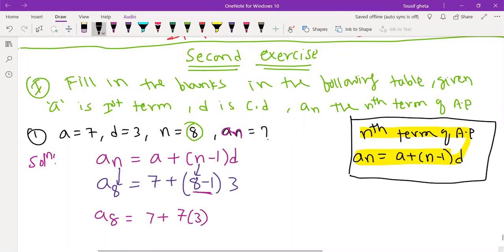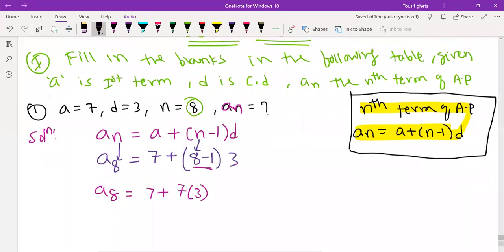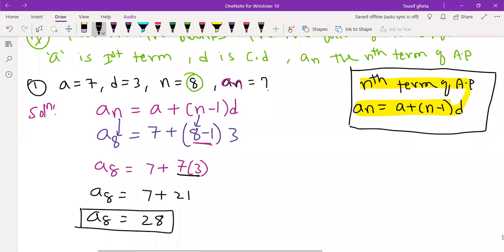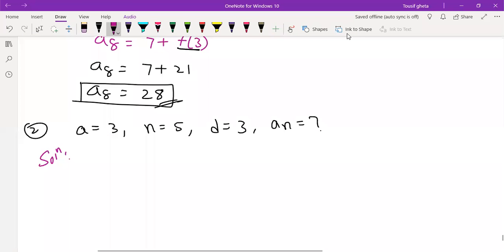Understood? Very good, Arfat. So a8 is equal to 7 plus 21. 7 3s are 21. a8 is equal to 28. 21 plus 7, 28. Finish. This is the answer. An is equal to a plus n minus 1 into d.